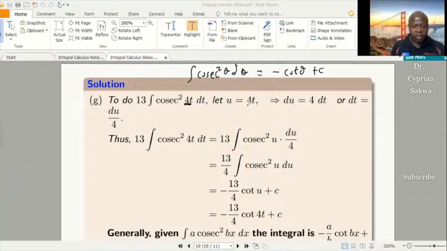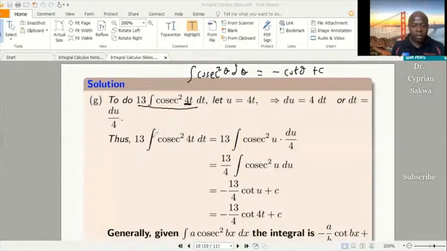So I let it be u and differentiate both sides. The left side will give me du, the right side will give me 4 dt, and then make dt the subject of the formula by dividing both sides by 4. And when you do that, you find that dt equals du out of 4. Now come back to your question and substitute.